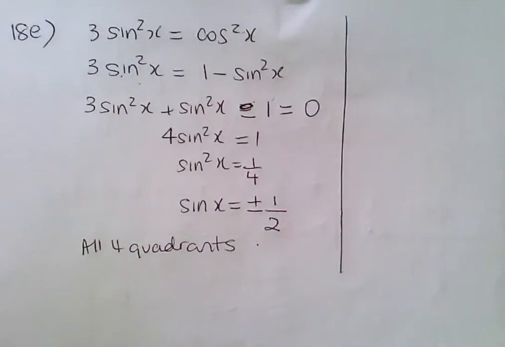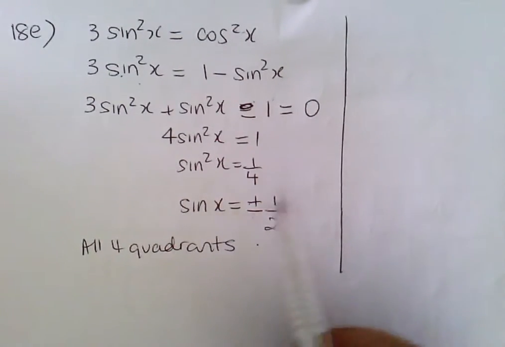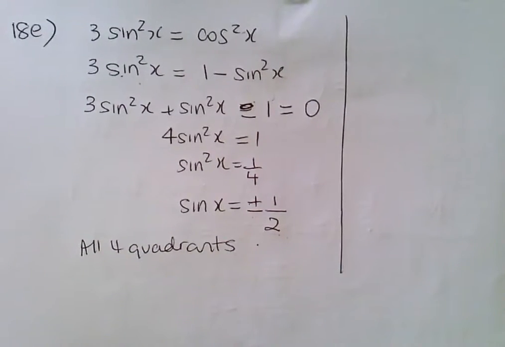But why is it all 4? Because it's plus or minus. If it's plus a half, it's quadrants 1 and 2. If it's minus a half, it's quadrants 3 and 4. Whenever you've got tan x is something plus or minus, cos x is plus or minus, sin x is plus or minus, we're talking about all the positive and the negative quadrants. It's all 4.